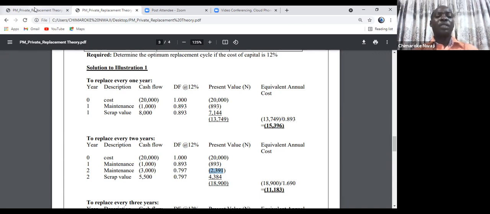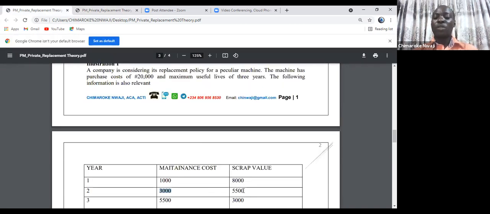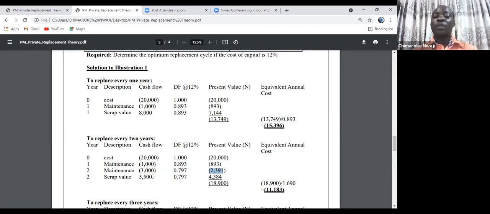Now you decide to sell the asset in year 2 because you want to replace it. So your scrap value is 5,500. So you bring the 5,500 as a positive number, multiplied by the same discount factor for year 2. When you discount it to today's term, to year 0's term, it gives you 4,384. So when you sum the present values from year 0 down to year 2, the net present value will give you 18,900.